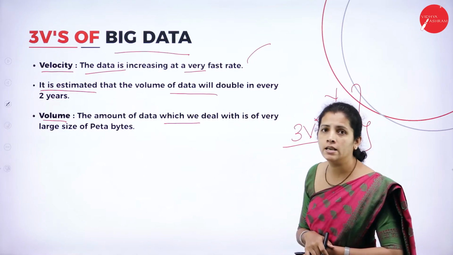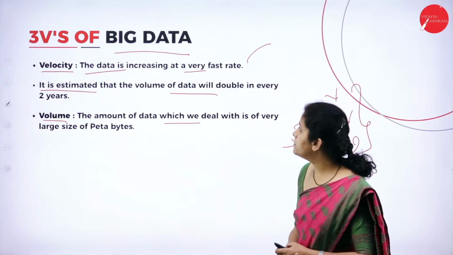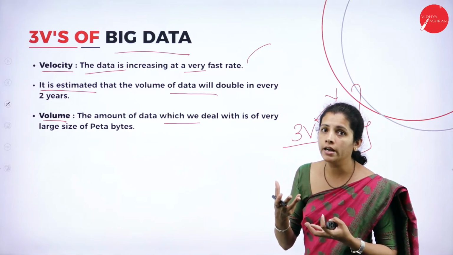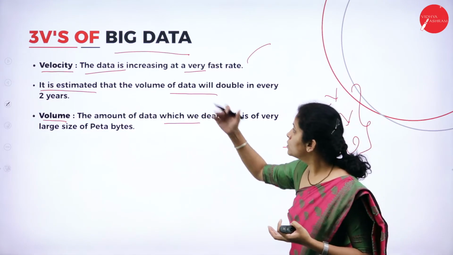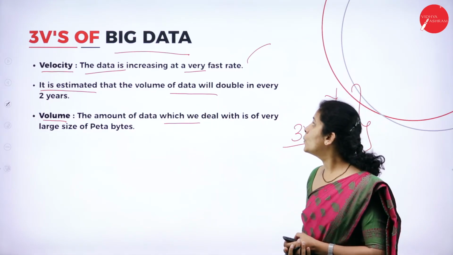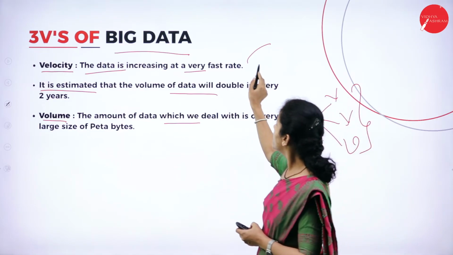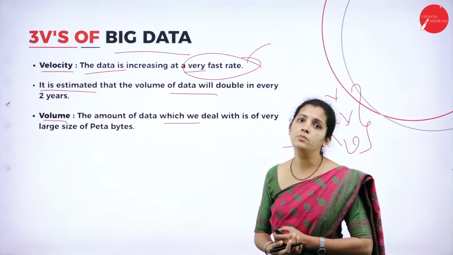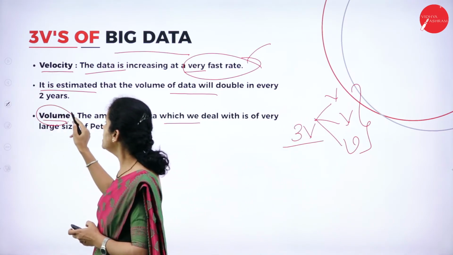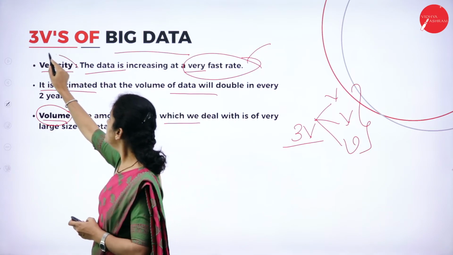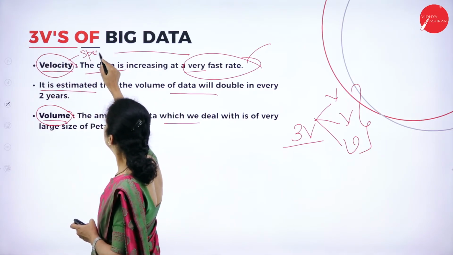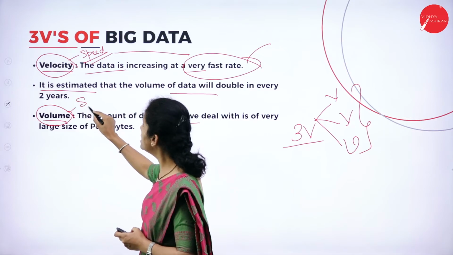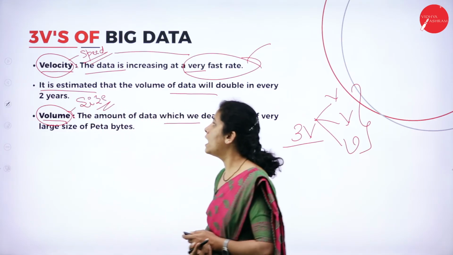So dear student, when I talk about the characteristics of big data, I have 3 V's. One is velocity. So what is this velocity? That is nothing but the rate, that means how fast the data is generated. So the speed of the data. Data is increasing at a very fast rate, and that is known as velocity. Volume is nothing but the size of the data. Velocity is the data generation speed, whereas volume is the size of the data, and variety.